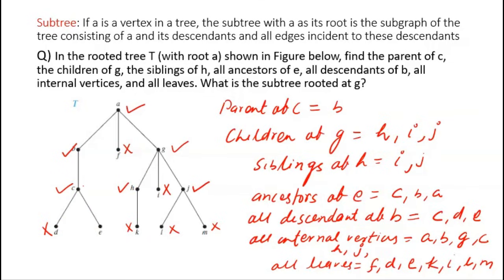But before I go to the next problem, there is another part of this: what is the subtree rooted at G? The subtree rooted at G will be this part. I just have to take this part, and this is a subtree which is rooted at G. I leave this for you: draw this G vertex here and then draw these components. So this will be a subtree rooted at G. Basically it is a subgraph of the graph where I take G and all its descendants and ignore the other vertices on the other side.